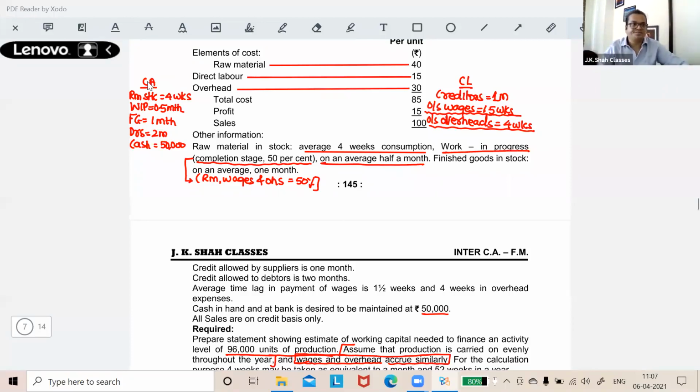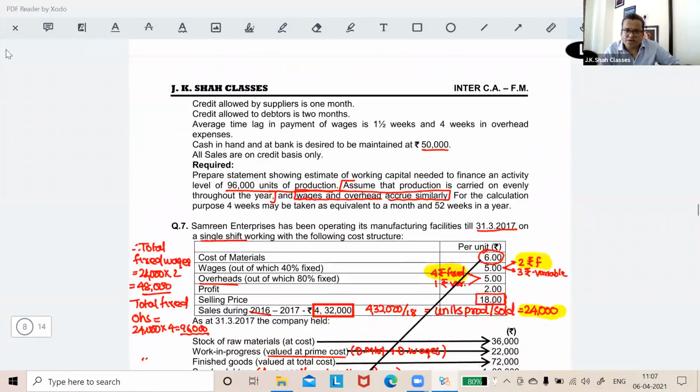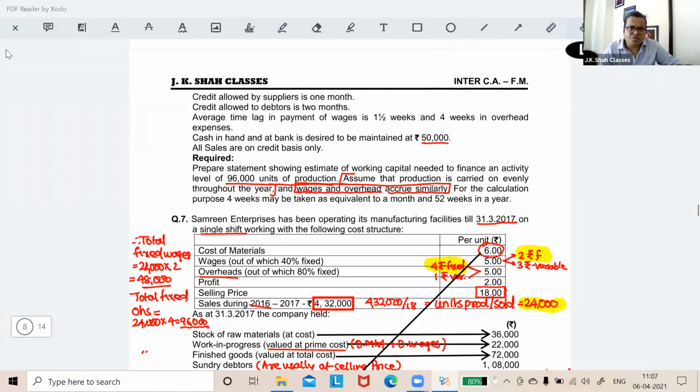Okay, fine. So let's continue then. For calculation purposes, 4 weeks will be taken equal to a month. And you have to take 52 weeks in a year. So this statement again needs a change in our strategy. Normally, these kinds of things are not given, that you take 52 weeks in a year. Now this is given, so you convert.